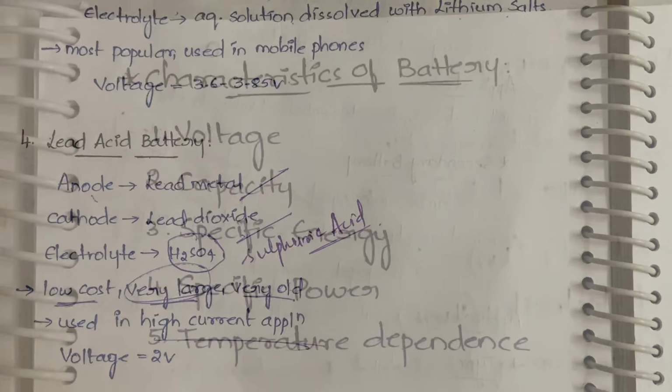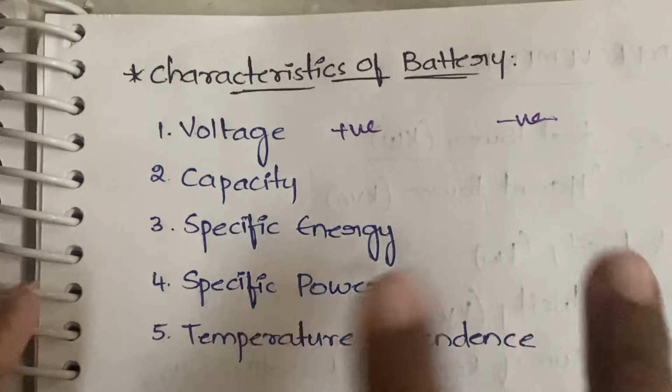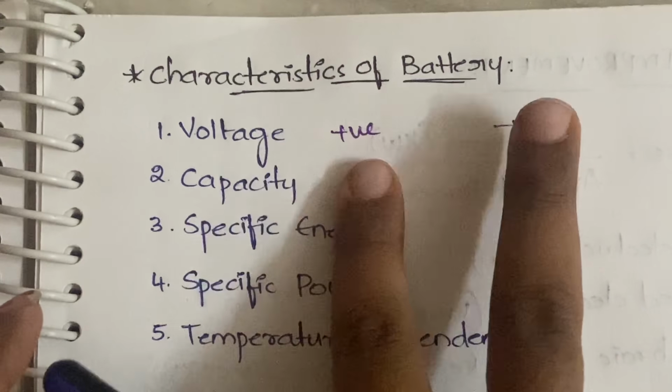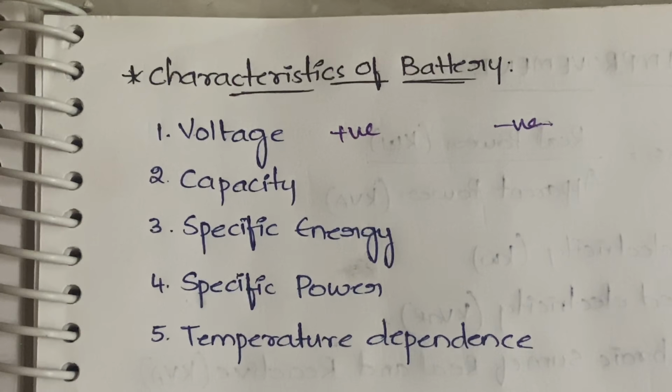First is the voltage. What do you mean by voltage? It is nothing but the difference between the potential developed between the positive and negative terminals of the battery. A battery will have both positive and negative terminals, right? So whatever the potential developed between these two terminals, the difference is called the voltage. You have to choose the battery according to the voltage of your device. Your device is capable of how much voltage, based on that you need to choose.